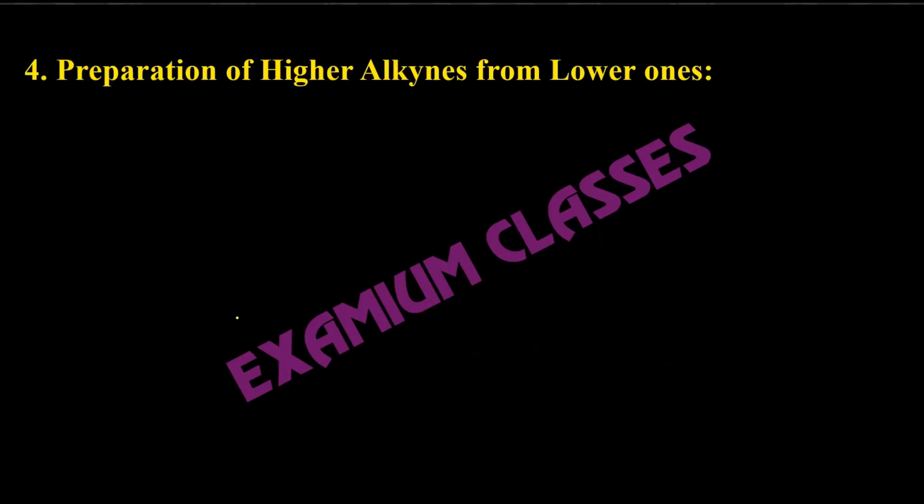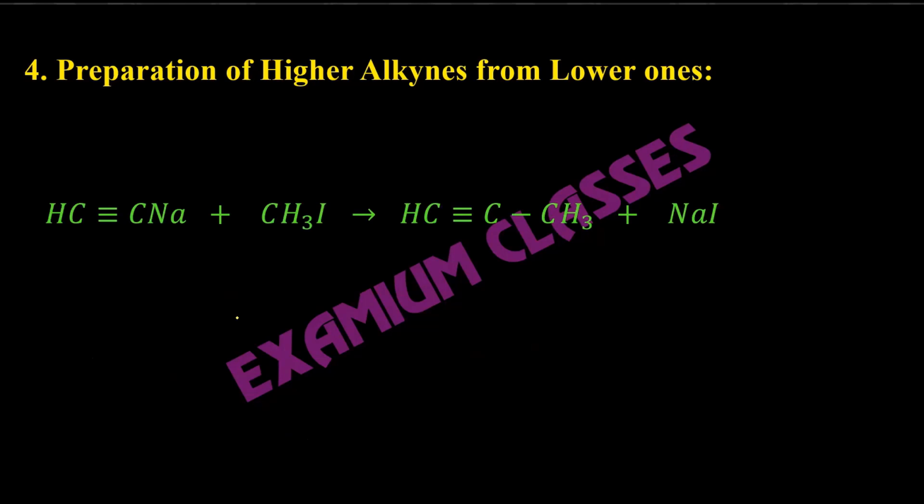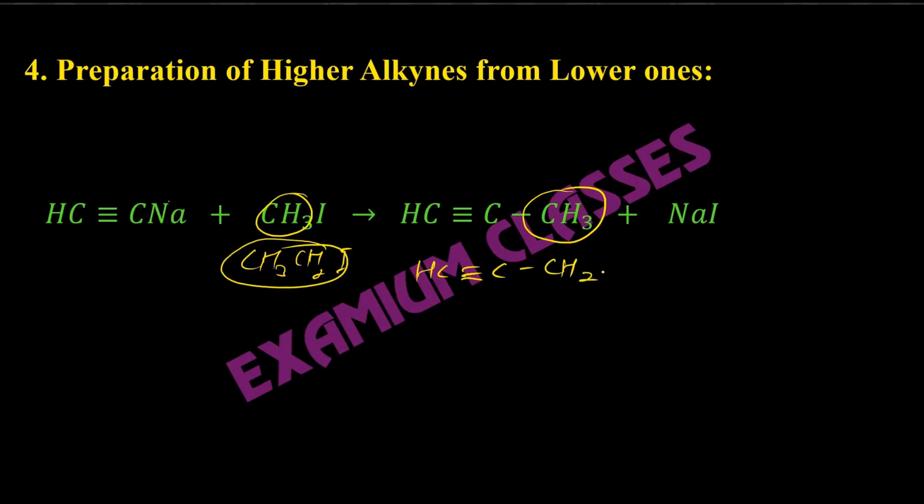Next one, preparation of higher alkynes from lower ones. Sometimes we will be using it in conversions as well. So you should remember this one, okay? This is the main reaction. We have the sodium compound of an alkyne. We get it reacted with that halide, which we need the carbon from. So suppose I have this one, and I get it reacted with CH3CH2I. Then instead of this CH3, I will get HC≡C-CH2CH3 getting attached here.